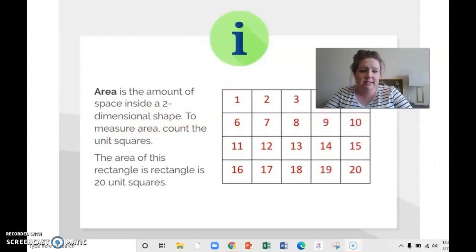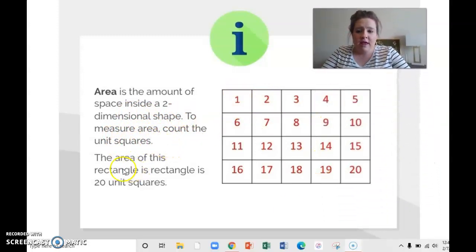Okay, so here you can see that they've already done that for you. The area of this rectangle is 20 unit squares. Okay, so they've already done that, but you can also see that you would have counted 1, 2, 3, 4. So this would be 4. 1, 2, 3, 4, 5. 5 times 4 equals 20.